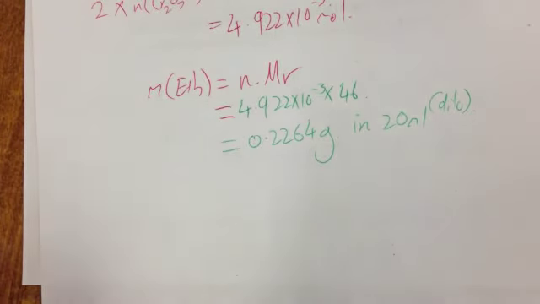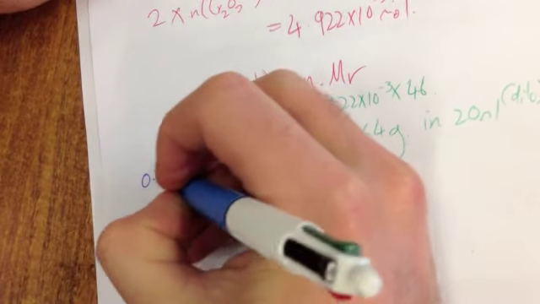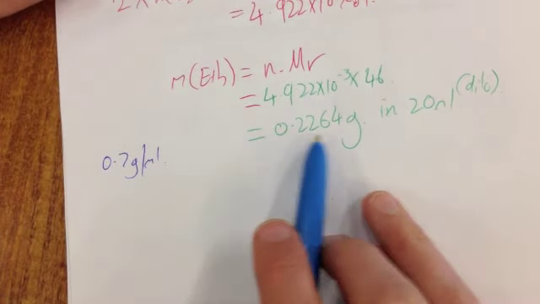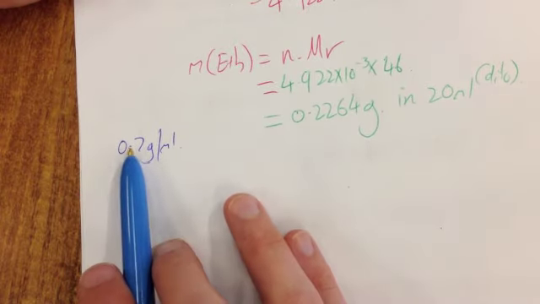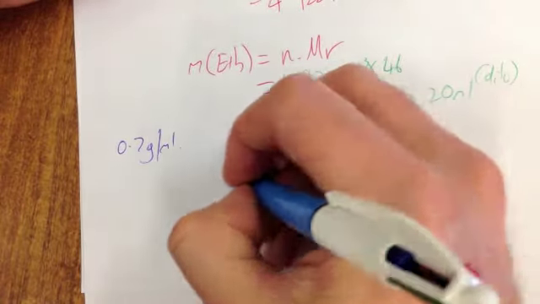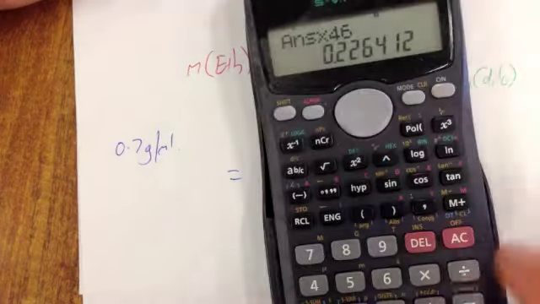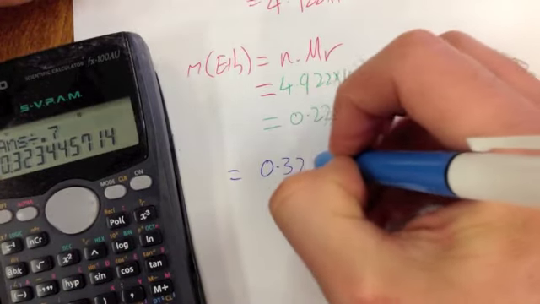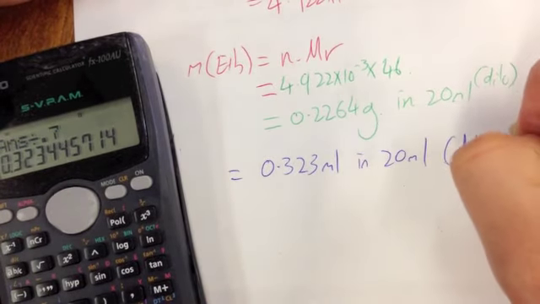Okay, interesting fact, the density of ethanol is approximately 0.7 grams per mil. So what we can do is from this amount of grams, we can get how many mils we have. This will normally be given to you, I think it's about 0.7. I'm happy with 0.7. So from this, we can go from grams into mil, divide by the density, divide by 0.7, equals 0.323 mils in 20 mils of diluted solution.